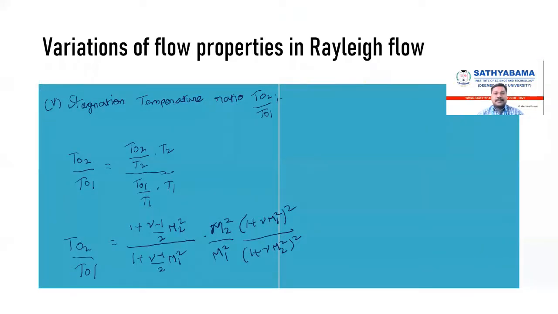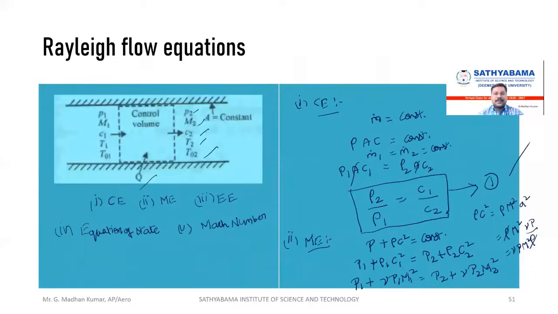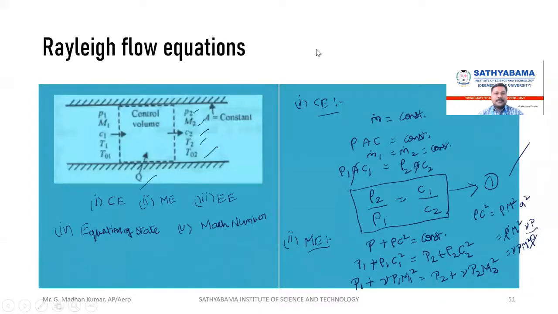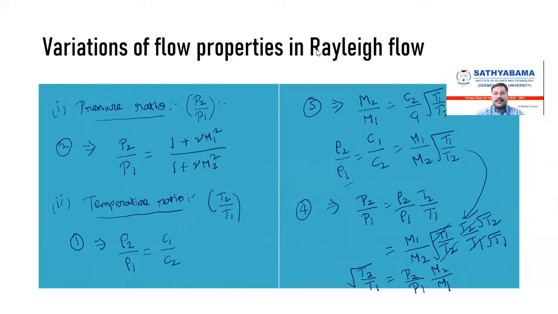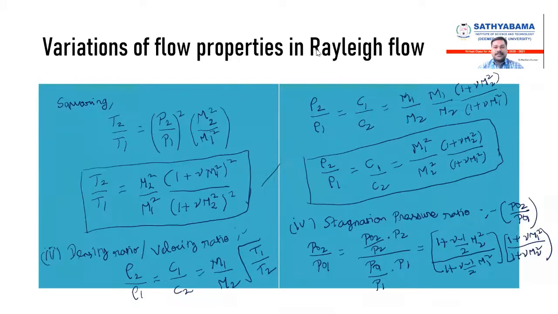Yes, in the last class we had discussed the variations of flow properties in Rayleigh flow. We had discussed the Rayleigh flow equations, and then we went through another set of equations, the variation of flow properties from Rayleigh flow relations. We found the pressure ratio, temperature ratio, and density ratio or velocity ratio, because the density ratio is the reciprocal of the velocity ratio. And similarly, we found the stagnation pressure ratio.